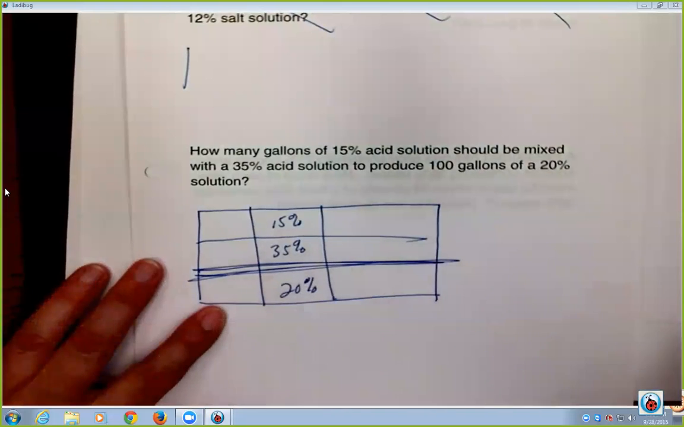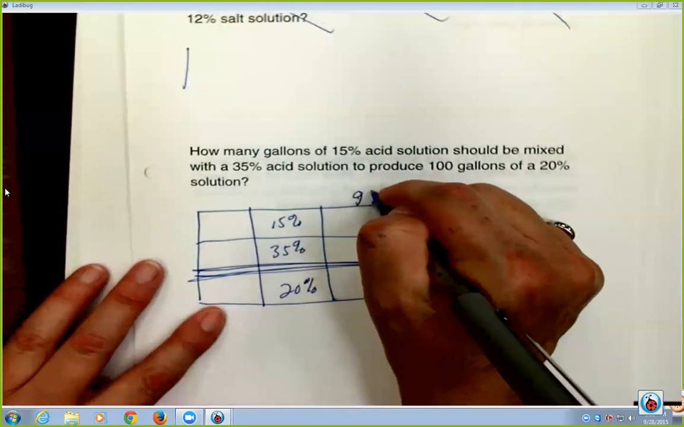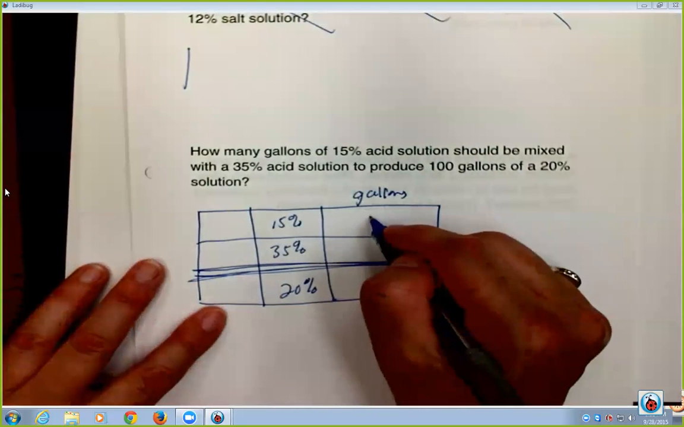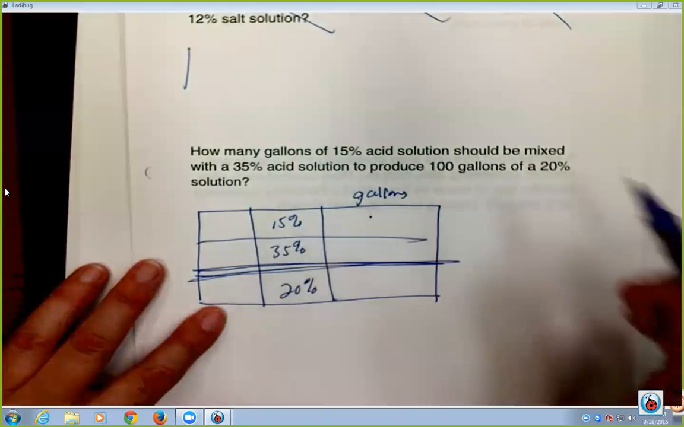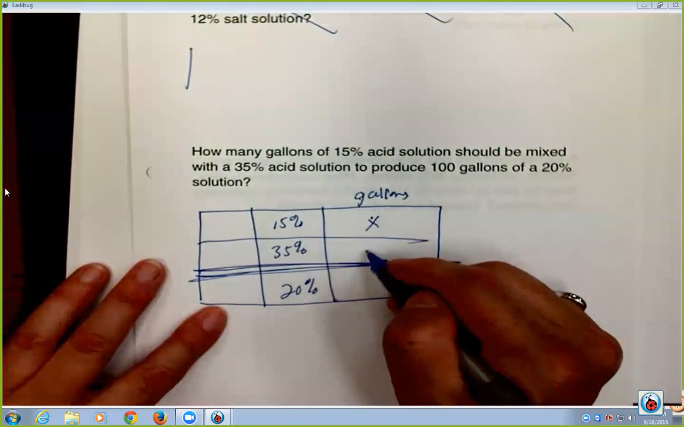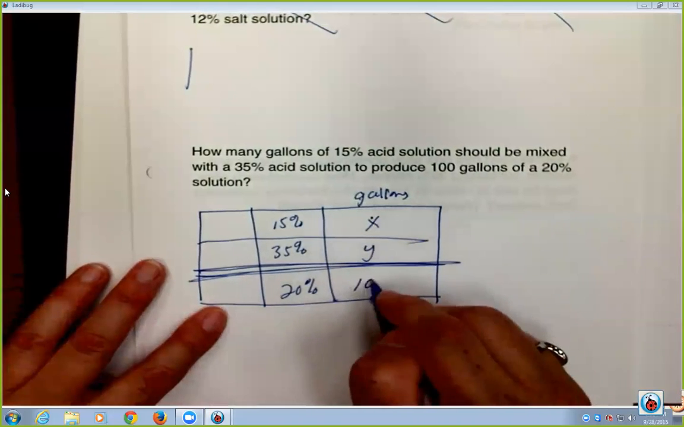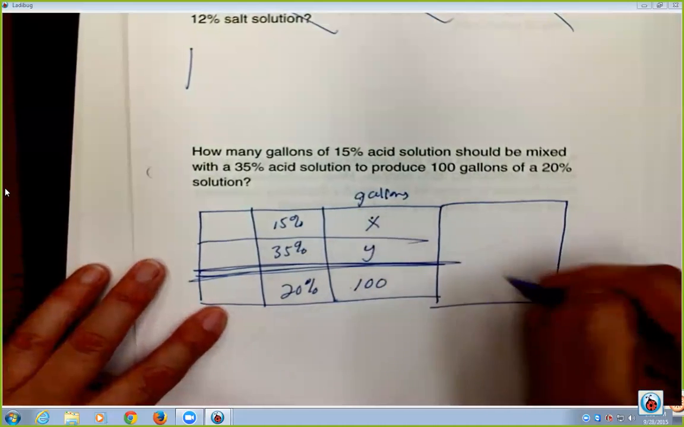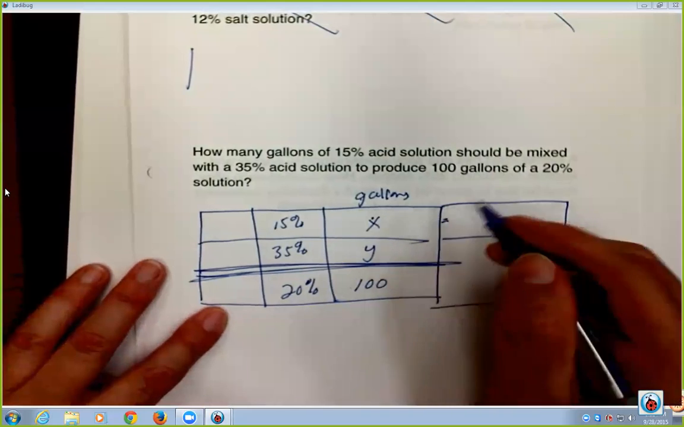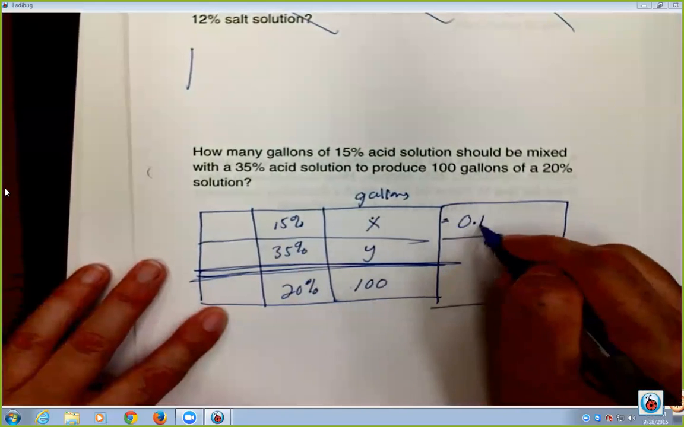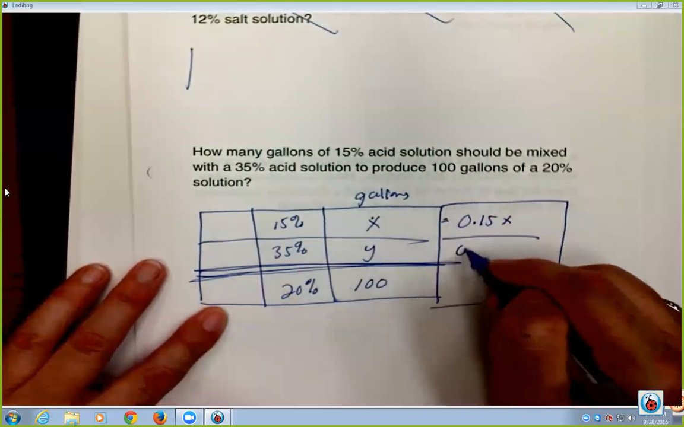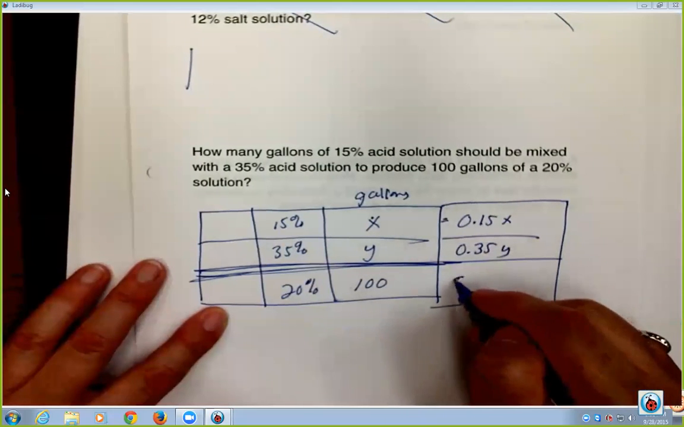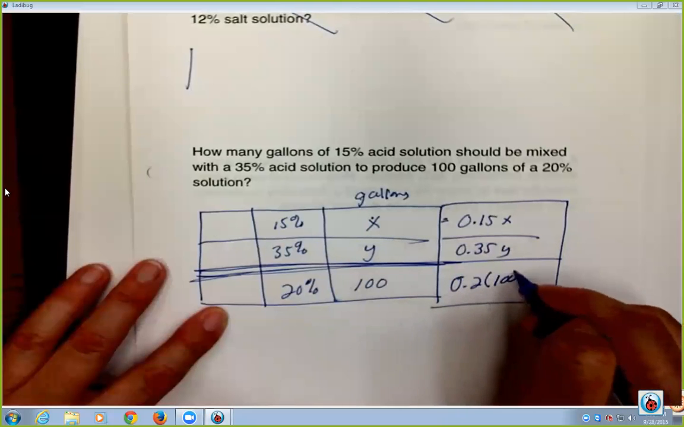We all good there? Then we're measuring in gallons. So how many gallons of the first one do I need? X. How many gallons of the second one? Y. And the total is 100 gallons. And then off over here, you multiply these two together. So 0.15x plus 0.35y is equal to 0.2 times 100.